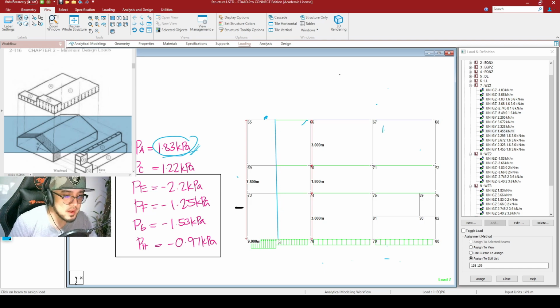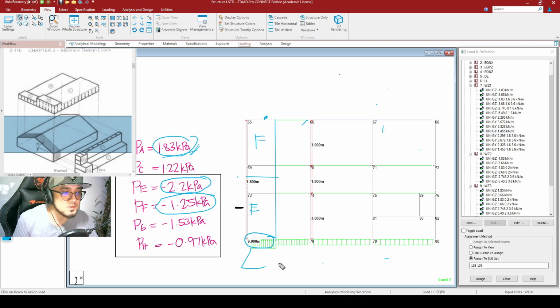So this is to be the dividing line, and this is to be the dividing line once again. So this is for your zone E, and this is to be your zone F. For your zone E, this is to be negative 2.2, and for your zone F, this is to be negative 1.25. So for the load here, this is basically equal to negative 2.2 times the tributary width, and the tributary width here is to be 1.5, since that is to be half of 3.